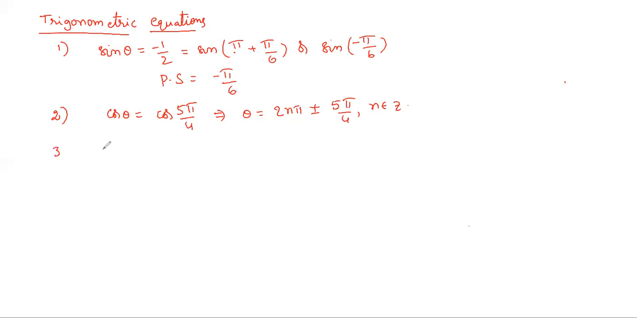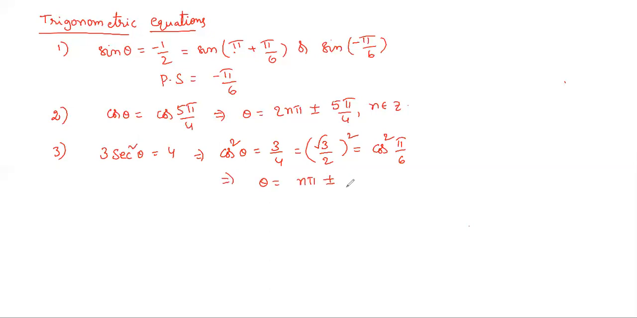Next, 3 secant square theta equals 4. You convert into cos. So cos square theta equals 3 by 4. If the square is there here, you have to write the square there also: root 3 by 2 whole square. So we can write this as cos square pi by 6. Cos square theta equals cos square alpha. General solution is n pi plus or minus alpha. So theta equals n pi plus or minus pi by 6.